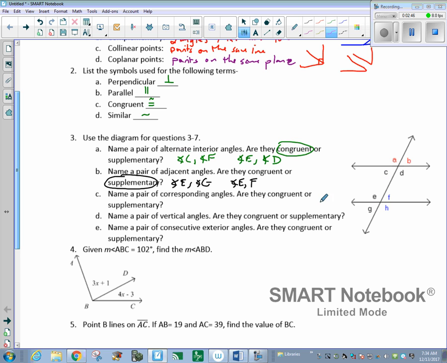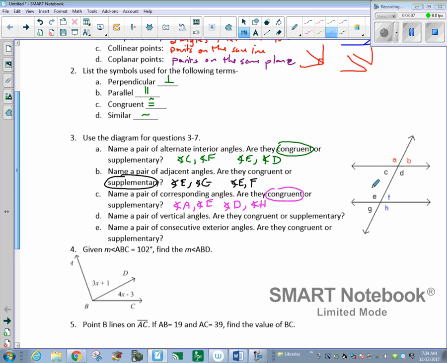Corresponding angles. Corresponding angles are in the same relative position. So, and there's a bunch of these guys too. Angle A and angle E are an example. And angle D and angle H are an example. And these guys are congruent to one another.